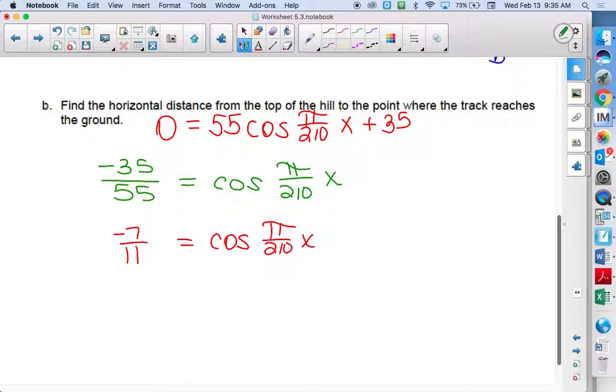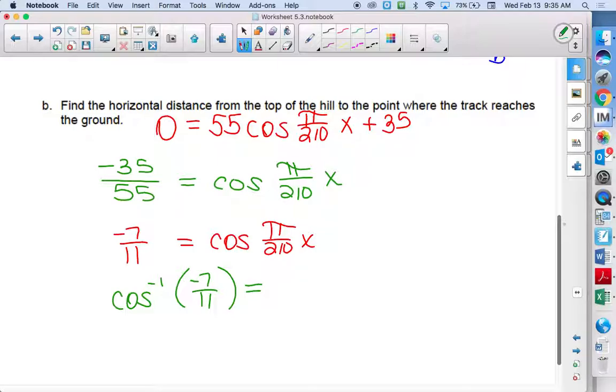So now our goal is to find x. How do you get x if it's not on the unit circle? Jessica? Use the inverse of cosine. Yeah. So we're going to take the inverse of cosine of that negative 7 over 11. You're going to have to plug that in your calculator because we actually want a numerical value. So in your calculator, we have a pi, so we're dealing with radians. Make sure your calculator's in radians. So inverse cosine, -7/11.